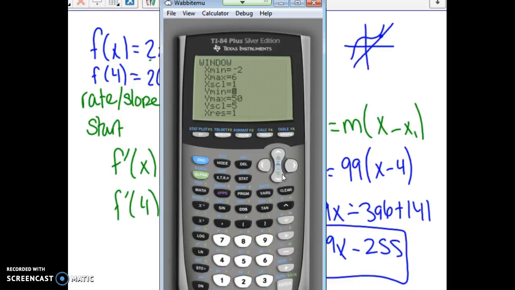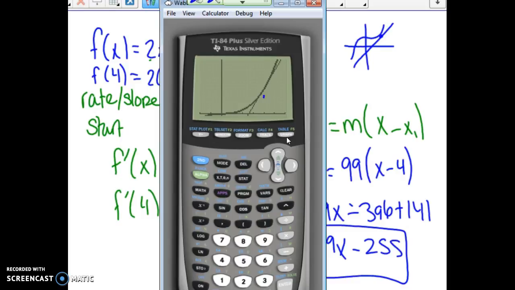From here, I went from negative 10, negative 10, and I went to 300, and I went by 0, because I didn't want to have any scale. So then when I hit graph, that is my original function, my cubic. It goes down on the left side, and there's my tangent line at x equals 4.